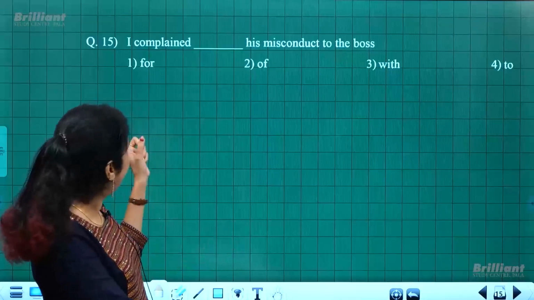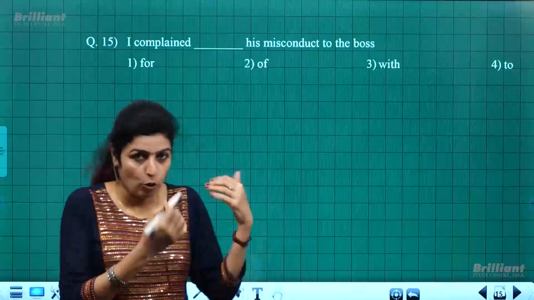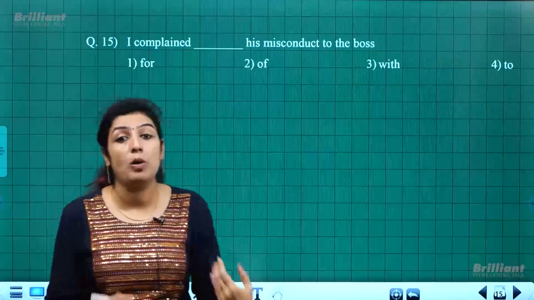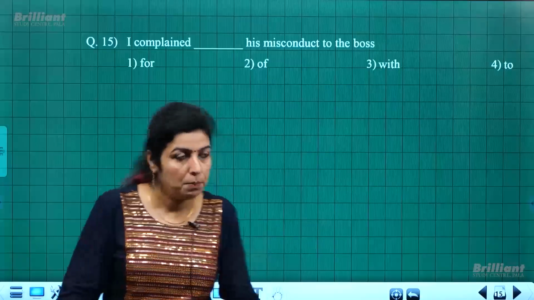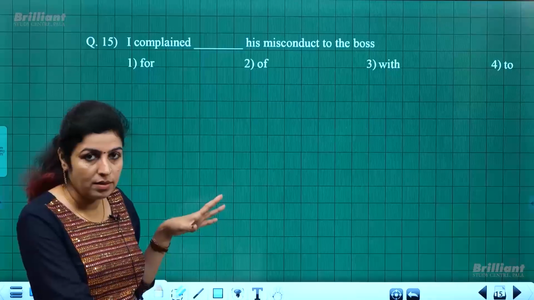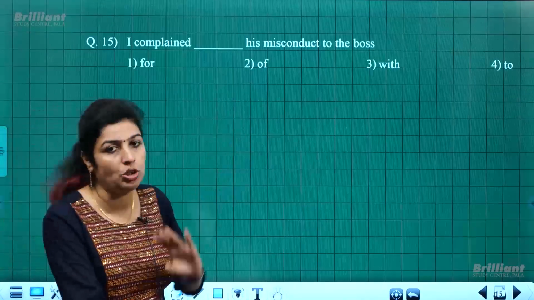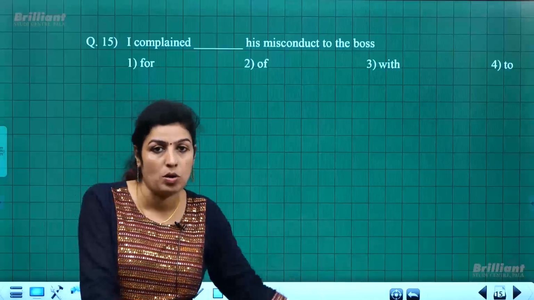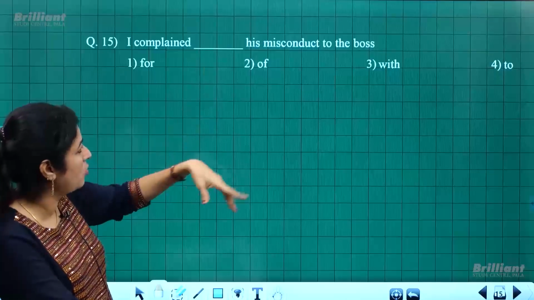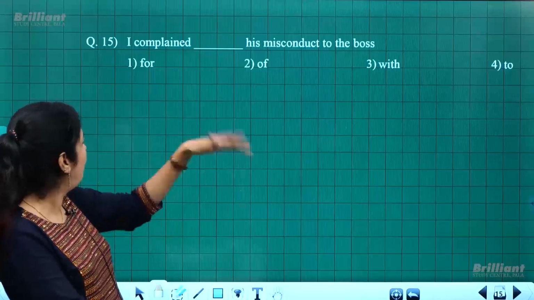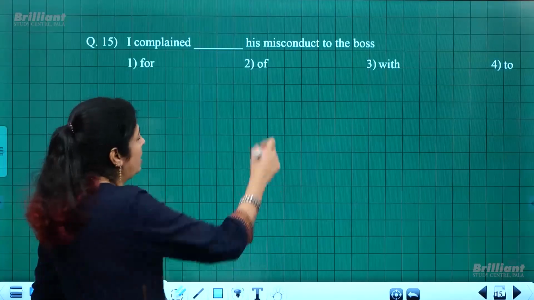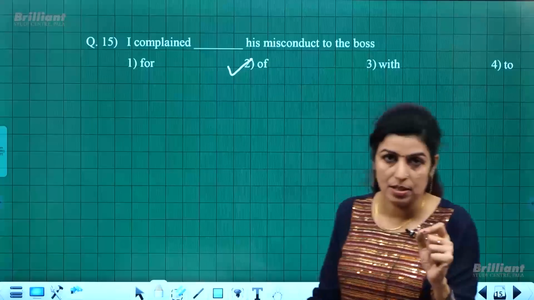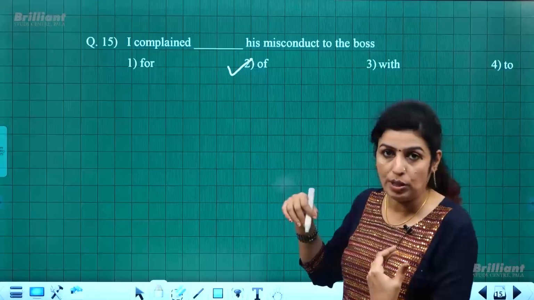Then, I complained. Automatically, when you see the first part before the blank, the first preposition that comes to your mind will be: I complained about. But here about is not given as an option. We are given the options like for, of, with, to. And to should have been used if there was an object or a person. I complained to the boss would have been correct. But there is no person after the blank, so that to cannot be taken. Other options, with and for, also cannot be taken. But you can take this as the option: I complained of his misconduct to the boss. When you have a person about whom you're complaining, you can use about. I complained about him.